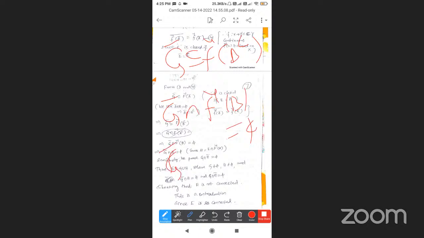g bar intersection f inverse of b is equal to h, what can we write, h is equal to empty. So g bar intersection h intersection f inverse of b, we got g intersection h bar. Similarly we can prove g intersection h bar is equal to empty also.